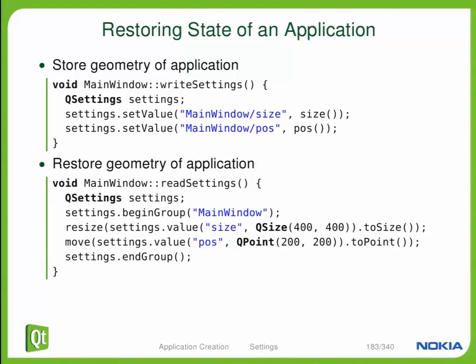So we're going to resize the window to the value of size. Likewise, we're going to move the window to the value of pos. Now, you look at these method calls and you'll see that there's an extra parameter to value that we didn't see on the previous slide. This is the default value should there be no setting at all. So maybe the user is running this application for the first time, so there was never a position from the last time. So here the default value for size of the window is going to be 400 by 400, and the default location is at XY 200, 200.